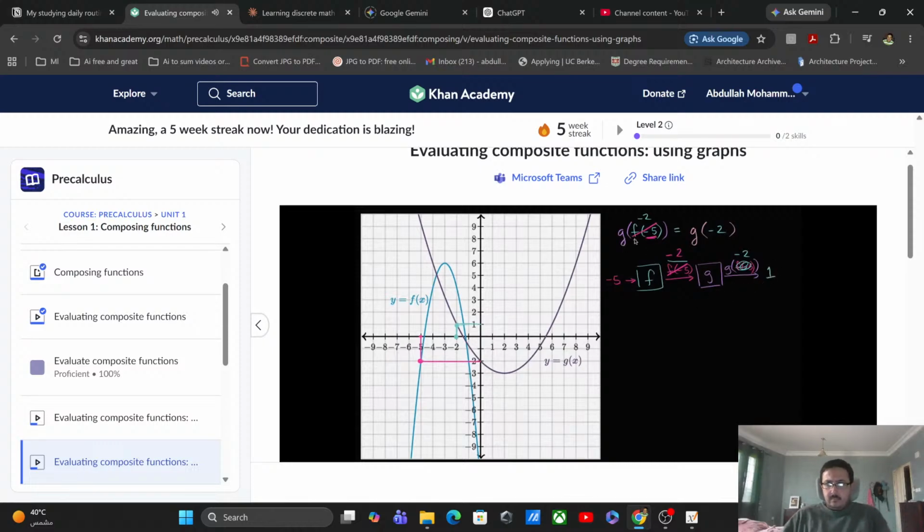So g of f of negative 5 sounds really complicated, but we were able to figure out it is 1. Because you input negative 5 into f, it outputs negative 2. And then you input negative 2 into g, it outputs 1. And we're all done.